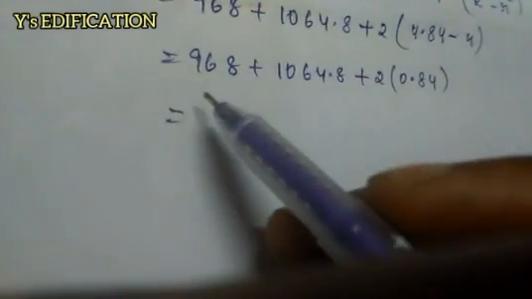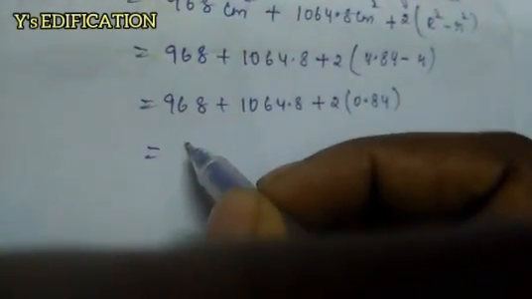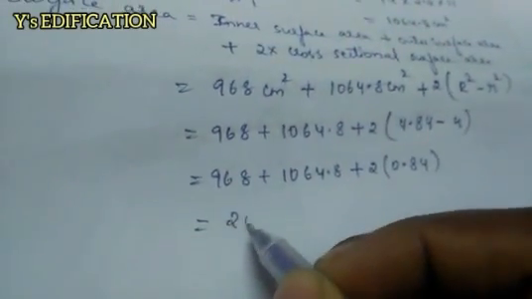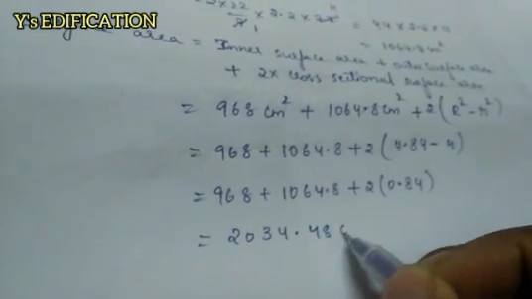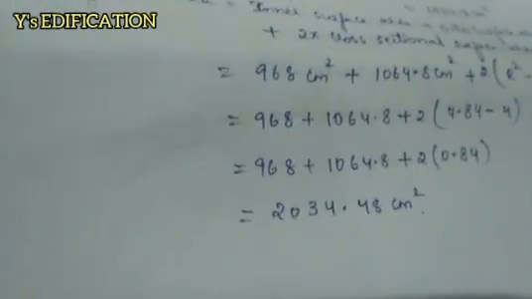So after doing addition and multiplication of these three terms, we will get the answer as 2034.48 centimeter square. Okay, and this is the total surface area of the given figure, right?